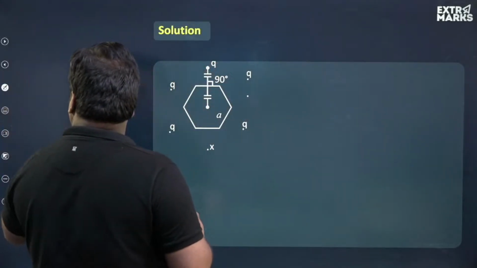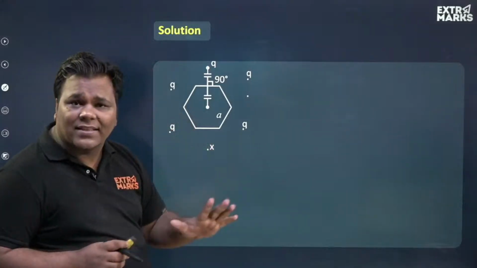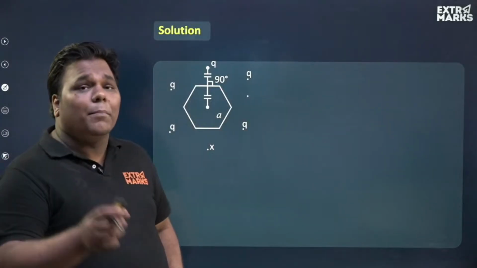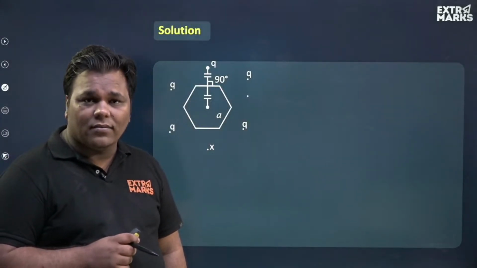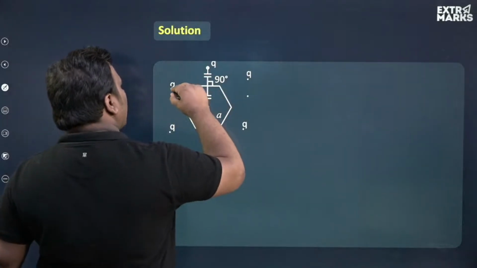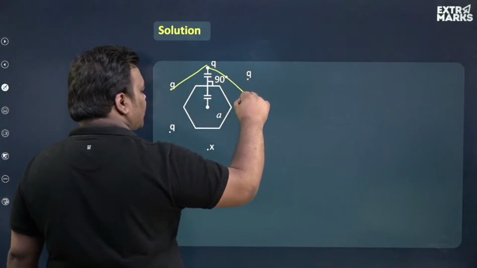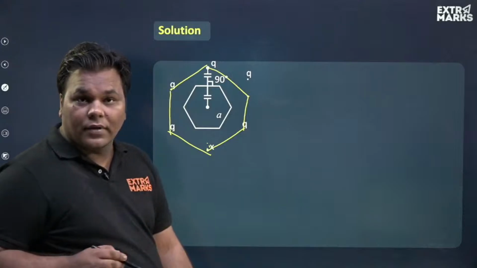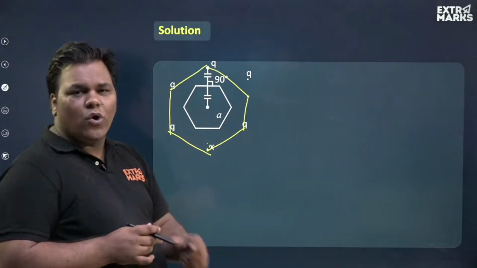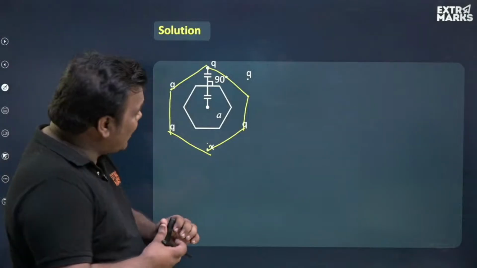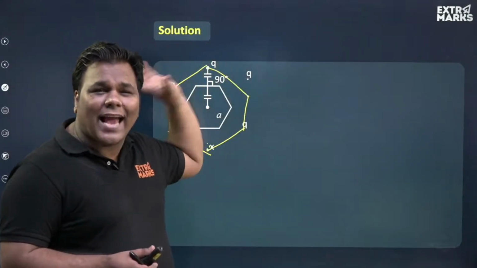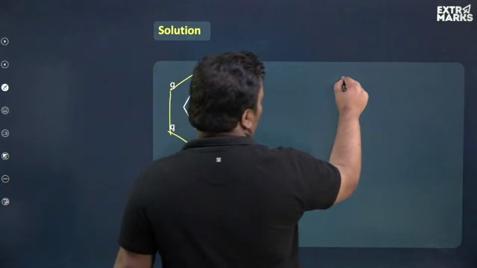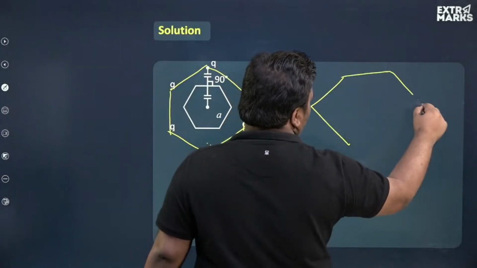See, I have this regular hexagon, and usually the charge is placed at the vertices of the hexagon, but in this case, they are not. In this case, charges are placed like that. Now, this is a new hexagon, if you observe it. This is a new type of hexagon, and we just need to calculate the side of this hexagon. Is it that simple? Yes.